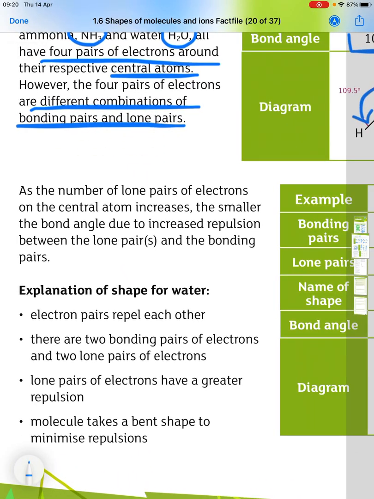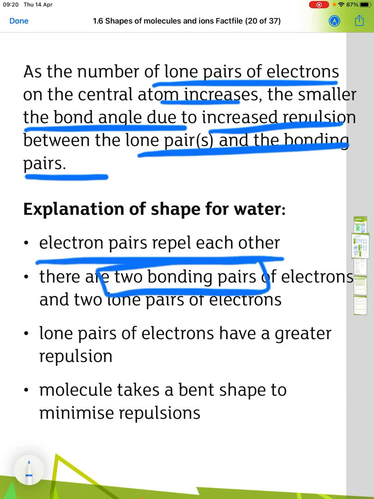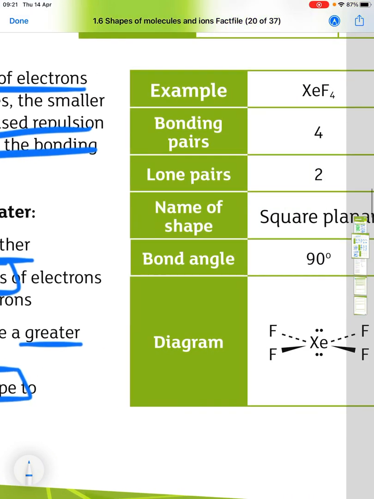Now, as the number of lone pairs on the central atom increases, the bond angle gets smaller due to the increased repulsion between the bonding pairs and the lone pairs. So the explanation of the shape for water: the electron pairs repel each other. There are 2 bonding pairs and 2 lone pairs of electrons. The lone pairs have greater repulsion, and the molecule takes a bent shape to minimize the repulsions.